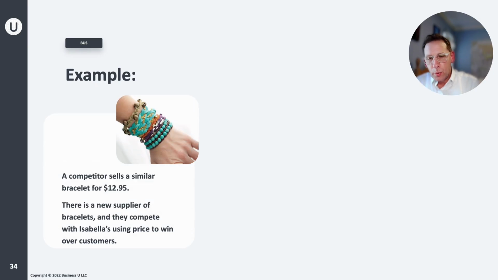So your competitor to Isabella sells a similar bracelet for $12.95. What was Isabella's price? $14.95. Now, there is a new supplier of bracelets, and they compete with Isabella on price, trying to win customers.